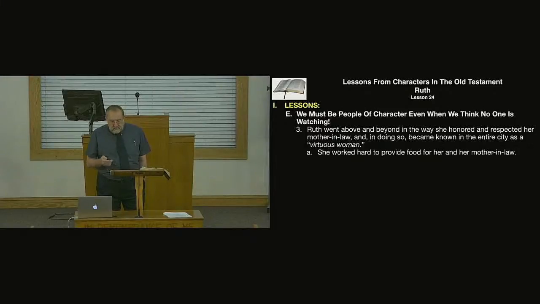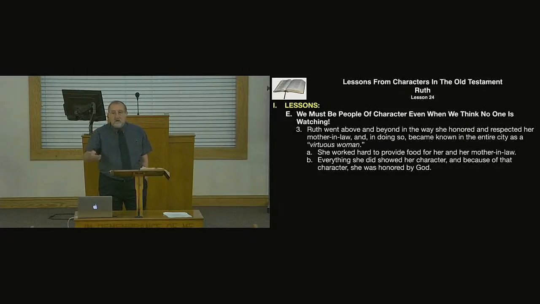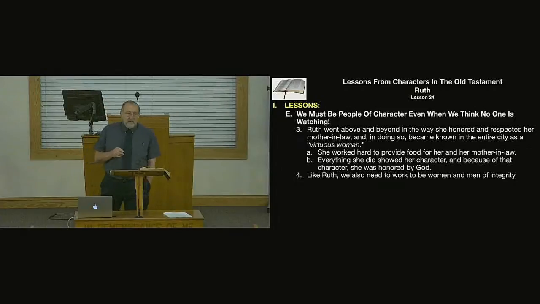She worked hard to provide food for her and her mother-in-law. Everything she did showed her character, and because of that character, we know that she was honored by God. She's in the lineage, the genealogy of our Lord. And like Ruth, we also need to work to be women and men of integrity.